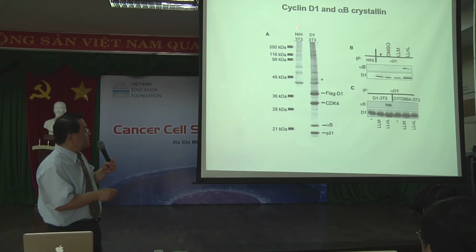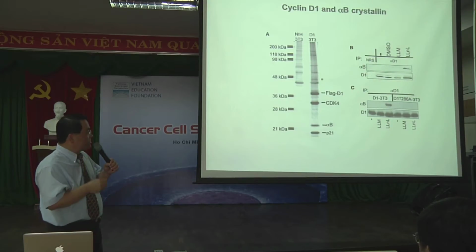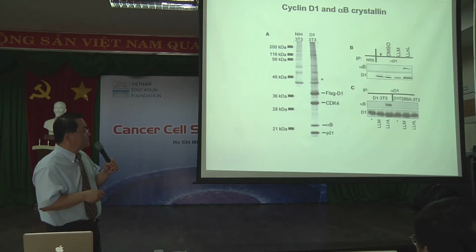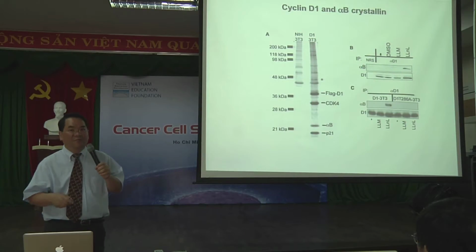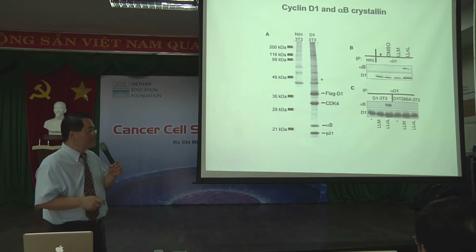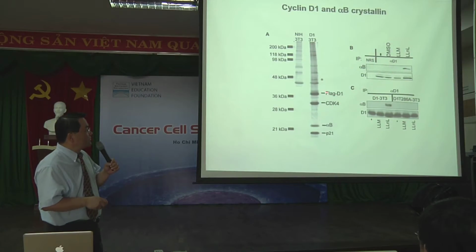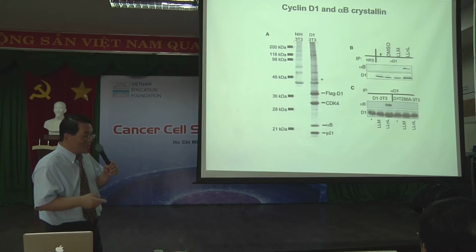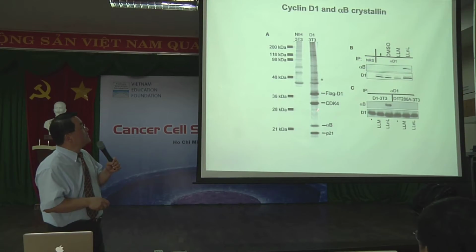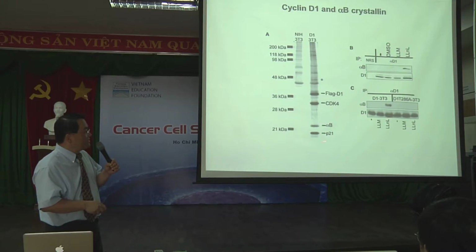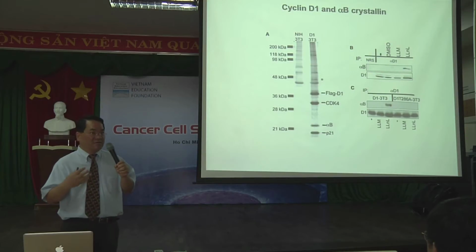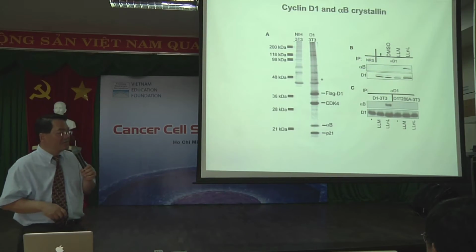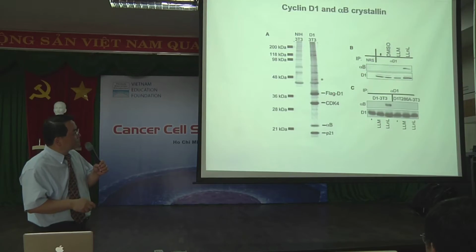Here, at the beginning, the scientists tried to understand how cyclin D may be regulated. So they used an affinity column to purify cyclin D associated proteins. In this case, they were able to purify CDK4, of course, and then another protein came out called alpha B crystallin. And then p21 is associated with cyclin D-CDK4 as well, as we know that this is a very important regulator for cyclin D-CDK4.